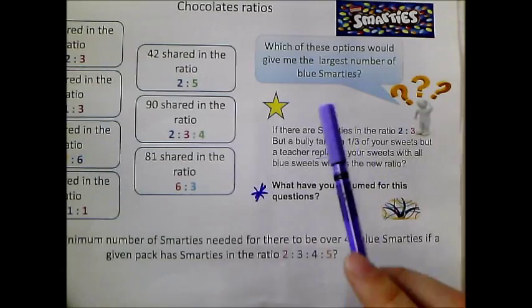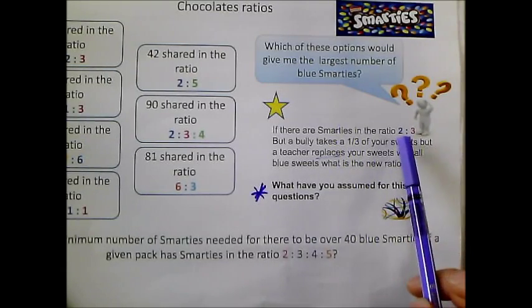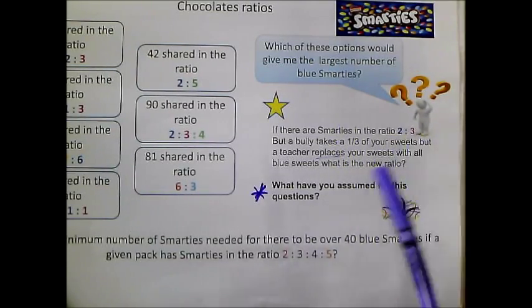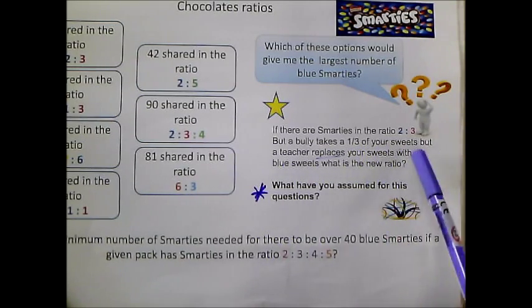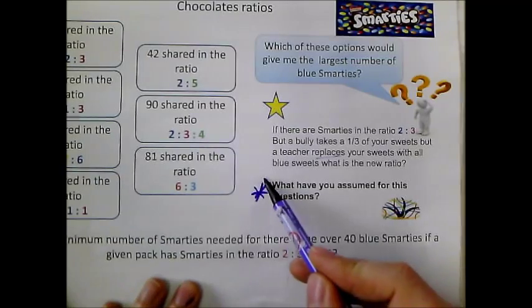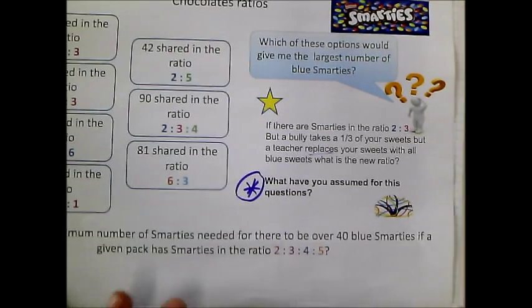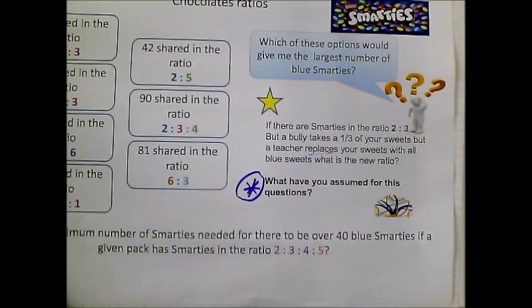So we have our Smarties, and we have in the ratio 2 to 3 of blue Smarties to red Smarties. And unfortunately, the bully's going to take a third of our sweets, but then the teacher's going to replace all the sweets we lost with blue sweets, and we want the new ratio. What is also of importance is that we're being asked to make some assumptions. There's lots of ways you could do this question, because we haven't been given really enough information to work this out. So to start to solve this, we are going to have to make some assumptions.